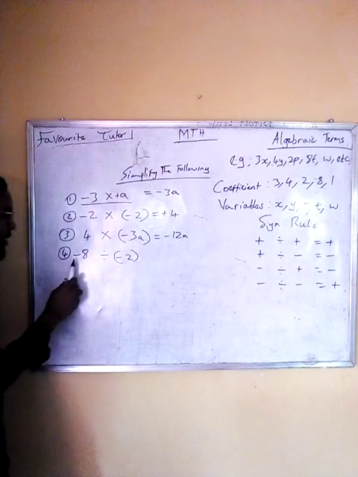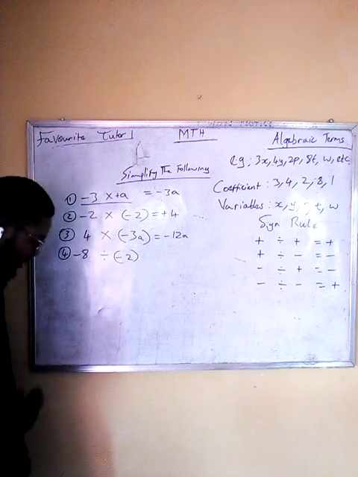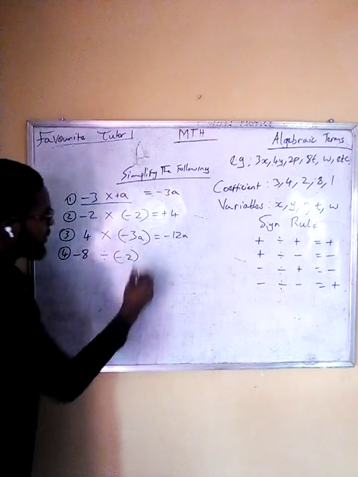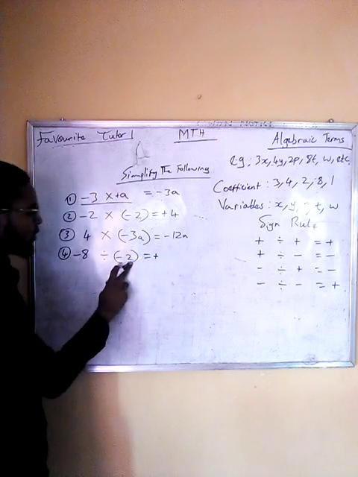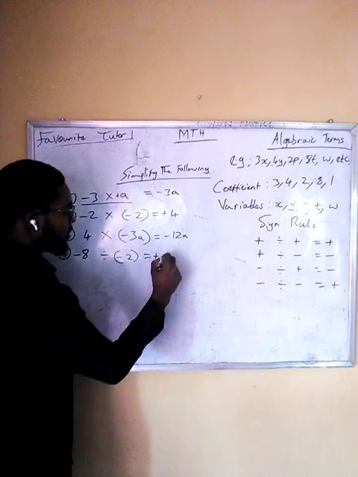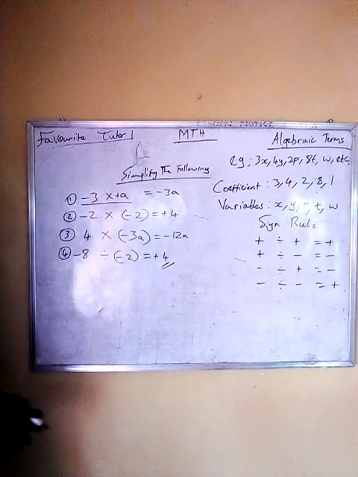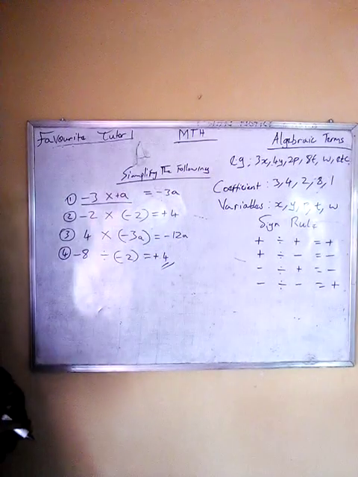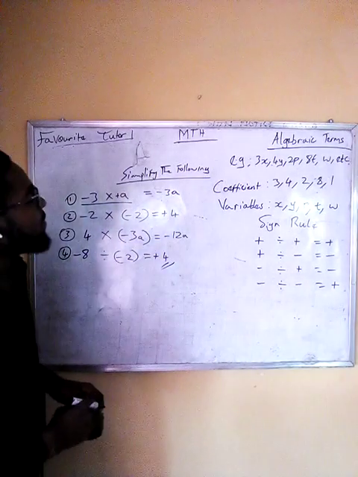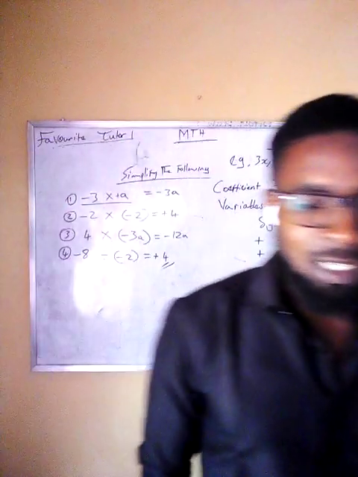Now, this is negative divided by what? Negative is what? Positive. Then 8 divided by what? 2 is what? 4. So these are the simplification of this word expression. Are we good to go? We are good to go. All right, put it down. Let's move further.